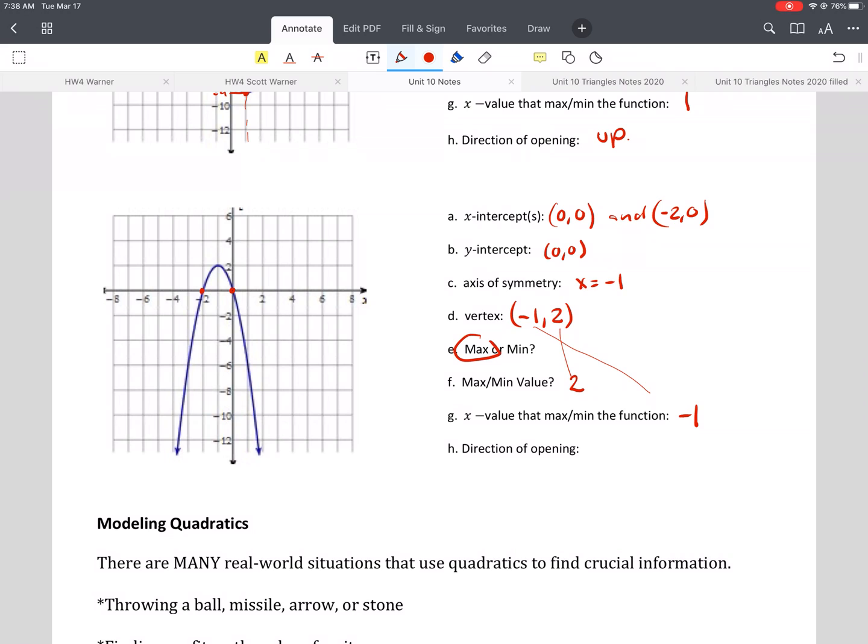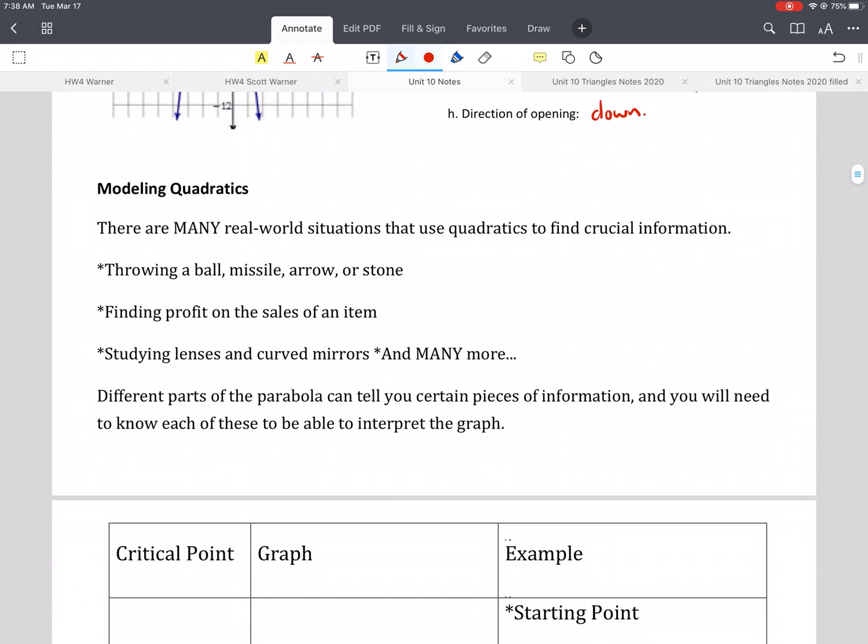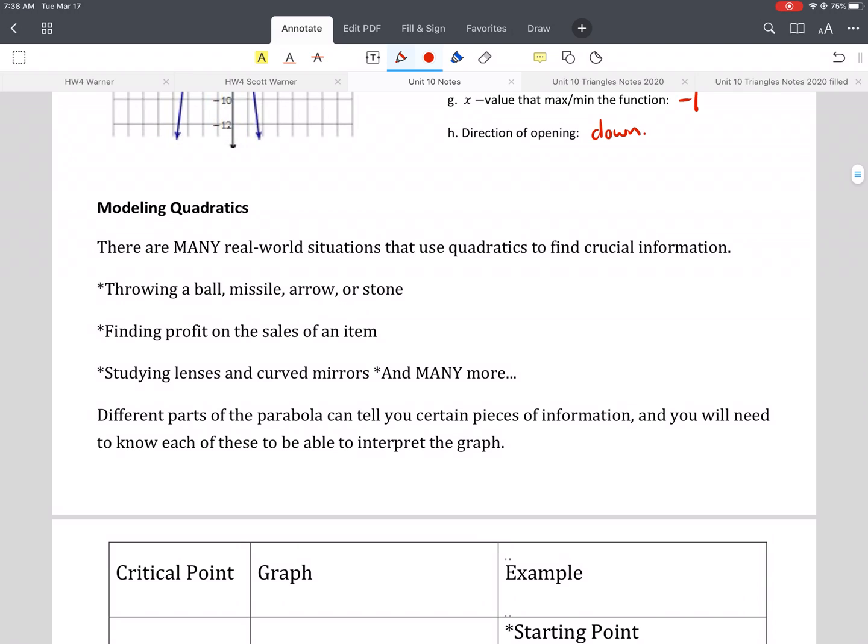And then direction of opening in this homework problem, it is down. Okay, so that's half of what we covered today. The rest is modeling quadratics. Quadratics are very useful in many real life situations.